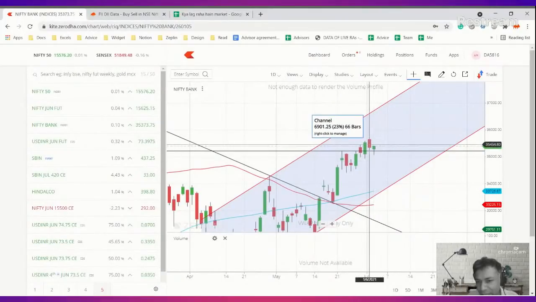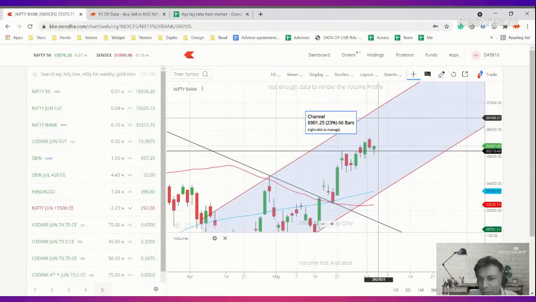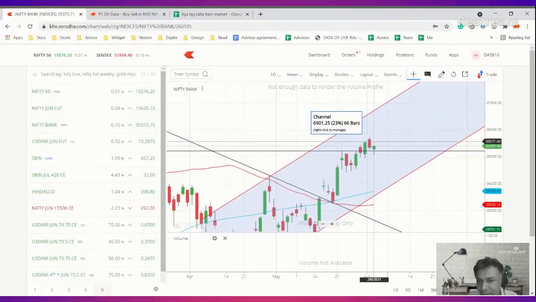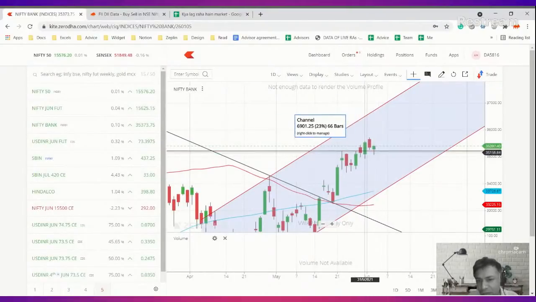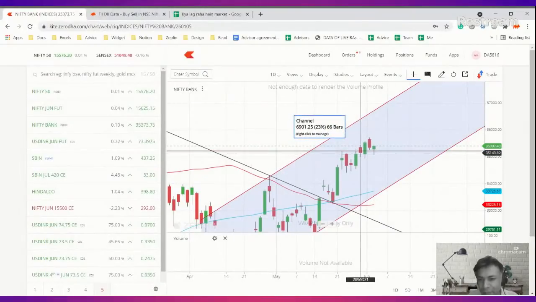Why? It's a hammer, it has a rejection wick, it has a green body, and it closed above this resistance. So I'm expecting Bank Nifty to be positive for tomorrow, because of this bullish hammer which closed above it. Think about this line as a battlefield. This is bulls winning, this is bears winning.